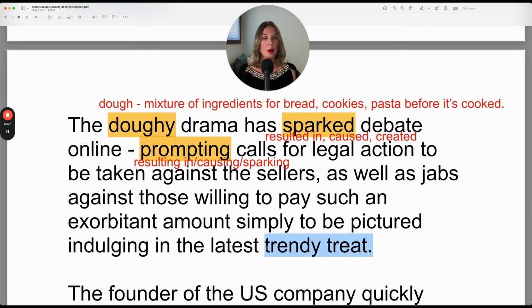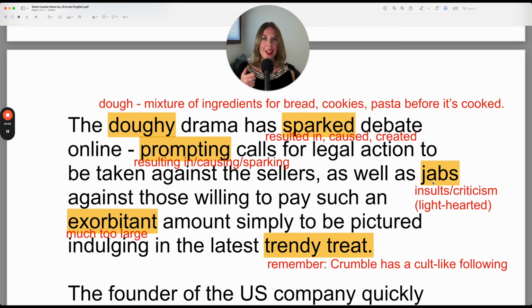Because remember, Crumbl has a very cult-like following, a very devoted fan base. These fans are so devoted, they would pay that amount willingly to secure, to get or obtain a Crumbl cookie. Now, do you know what jabs means? As well as jabs against those.